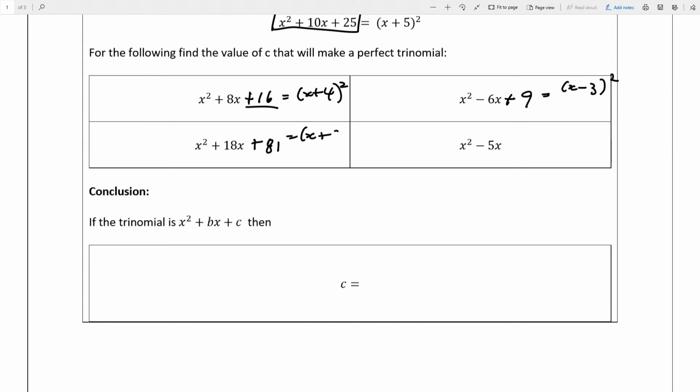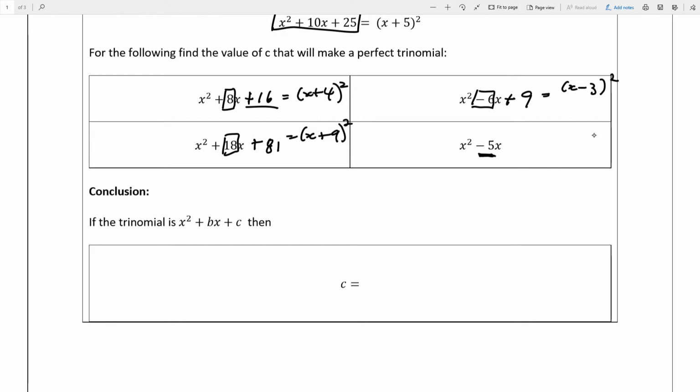x plus 9 squared. If you realize from these three, there's a pattern. If you take the b value, 8, divide by 2 and square it, you get the c value. Negative 6 divided by 2 and square it, you get 9. 18 divided by 2, square it, you get 81. Using that, we should be able to get a c value for even this question.